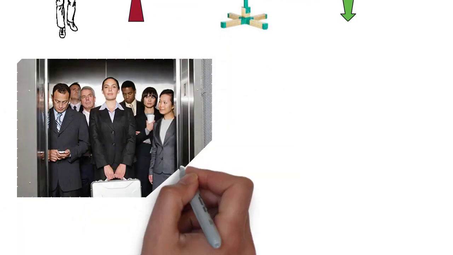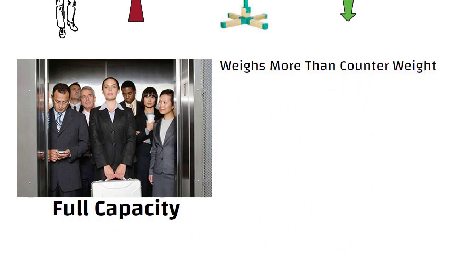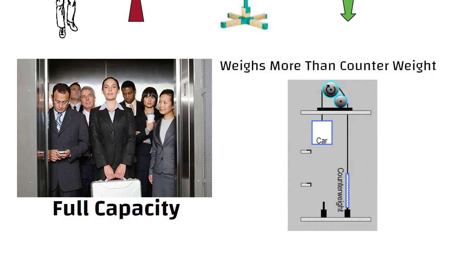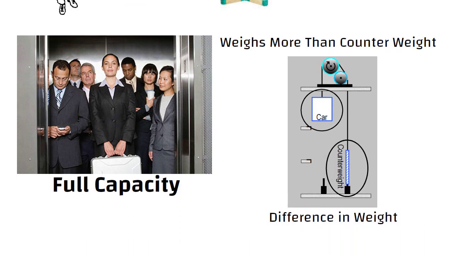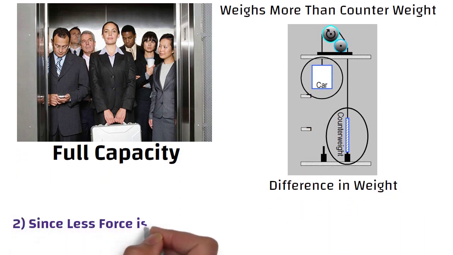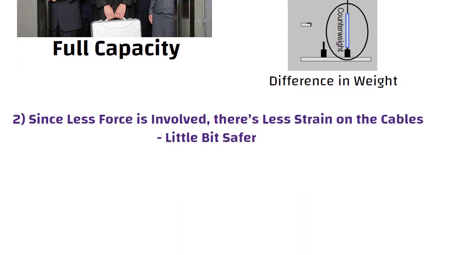Suppose the lift is loaded at its full capacity, which means it weighs more than the counterweight. But in this case, the motor has to lift only the difference in weight between the two and supply a bit of extra force to overcome friction in the pulleys and so on. Since less force is involved, there is less strain on the cables, which makes the elevator a little bit safer.